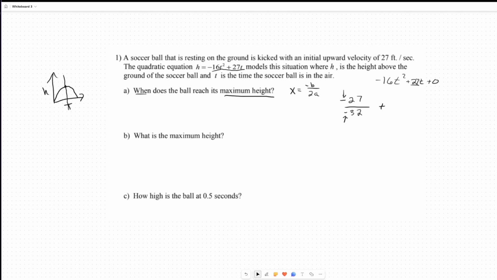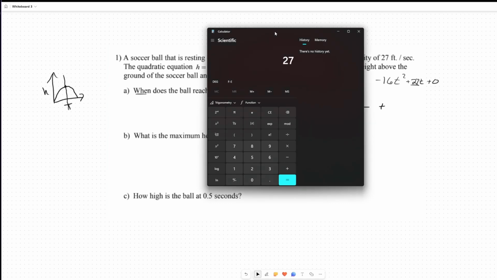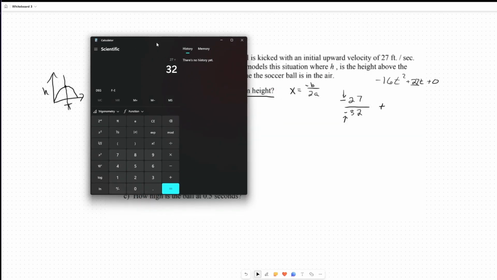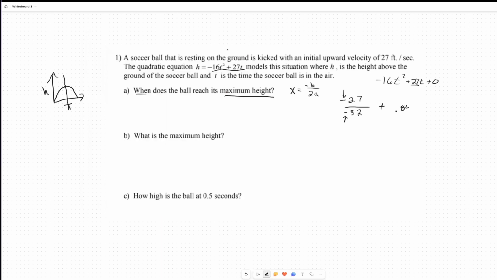So let's do 27 divided by 32 to see approximately what we get there. So I take a 27, I divide it by a 32, and I get a 0.84375. So I'm going to round that to about a 0.84, just for simplicity's sake. We're going to say it's about 0.84 seconds. Now it's important to remember that this is in seconds because we talked about time. Now it says, what is the maximum height?